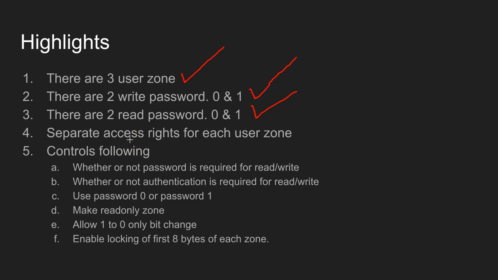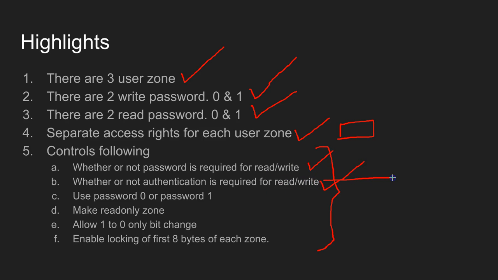There are separate access rights for each user zone. So since we have got three user zones, there will be three access rights, and each access right controls a specific user zone. The following things can be done using the access rights. We can set whether or not a password is required for read and write operation, whether or not authentication is required for read or write operation.